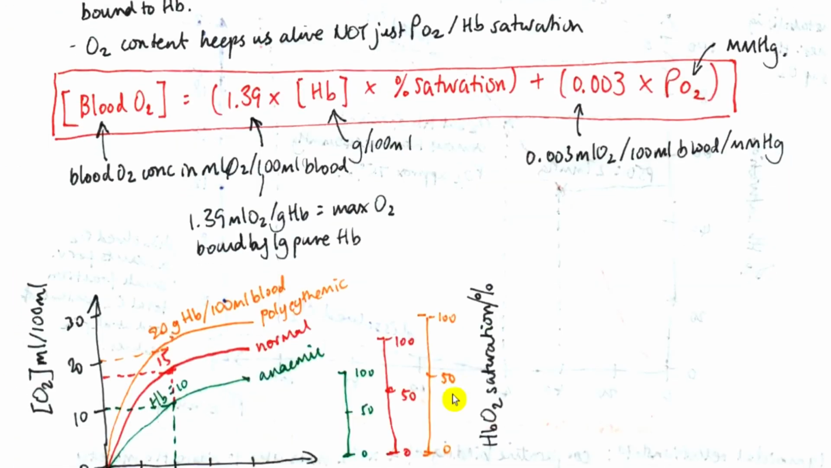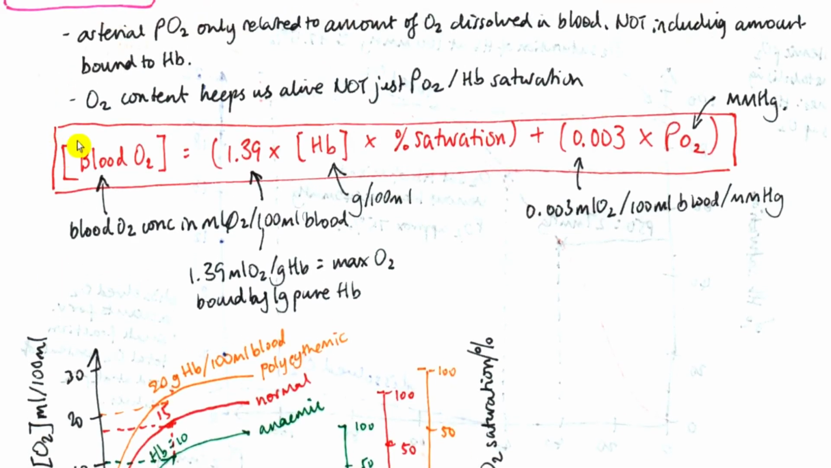How do we calculate this? So the total blood oxygen concentration equals 1.39 times concentration of haemoglobin times percentage saturation of haemoglobin plus 0.003 times partial pressure of oxygen. So the blood oxygen content is in milliliters of oxygen per 100 milliliters of blood.